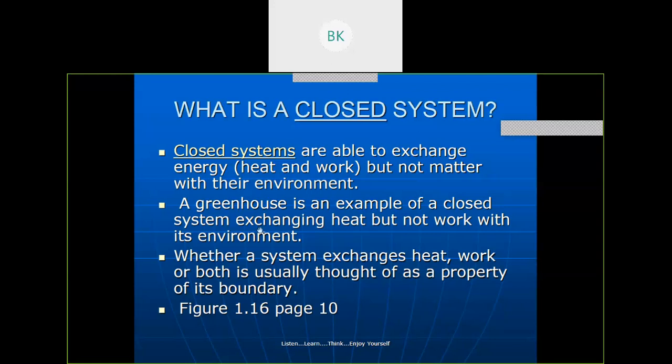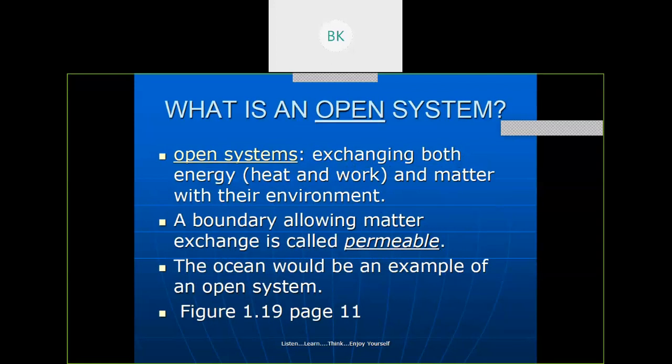Okay, so the greenhouse is the example of closed system where the exchanging of heat will be there. Okay, but there is no interchange between the mass or the matter, what I can say. Okay, and the third type of system is nothing but open type.